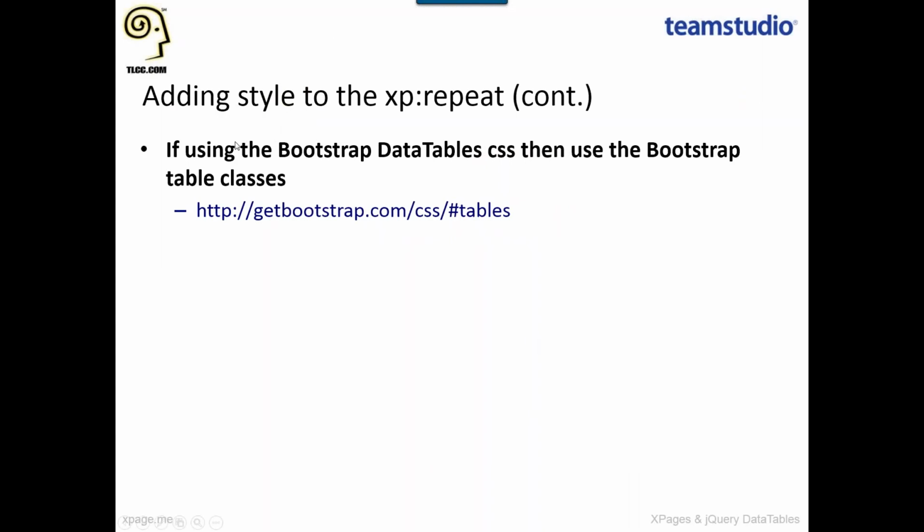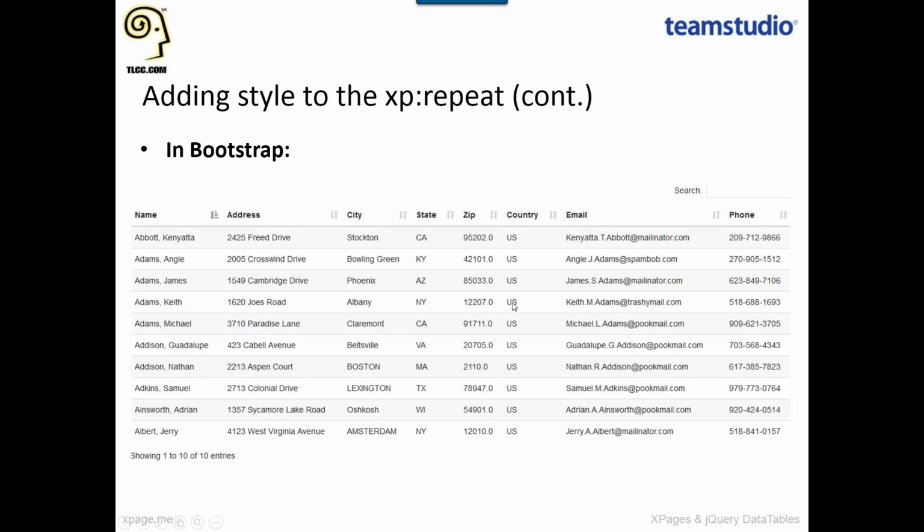If you're using Bootstrap, then you're going to use the Bootstrap classes, like table. I don't remember all of them off the top of my head, but you're going to get a similar look and feel. However, one difference you'll notice is the actual icons that are used for sorting are a little bit different. Me personally, I use the core DataTables CSS.